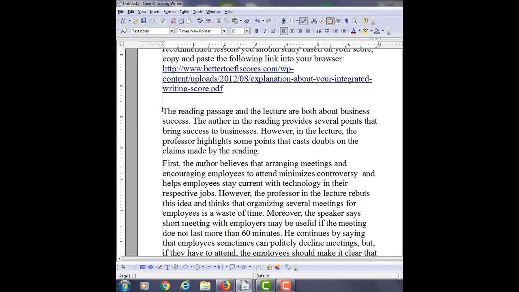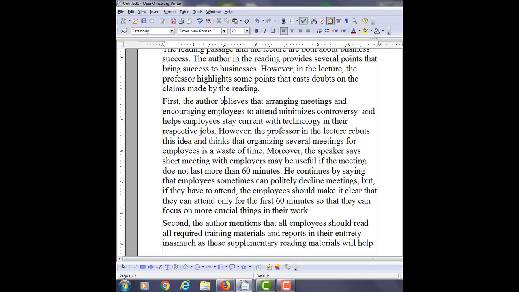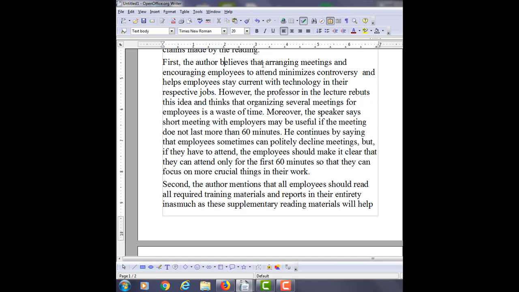The reading passage and the lecture are both about business success. The author in the reading provides several points that bring success to businesses. However, in the lecture, the professor highlights some points that cast doubts on the claims made by the reading. First, the author believes that arranging meetings and encouraging employees to attend minimizes controversy and helps employees stay current with technology in their respective jobs.